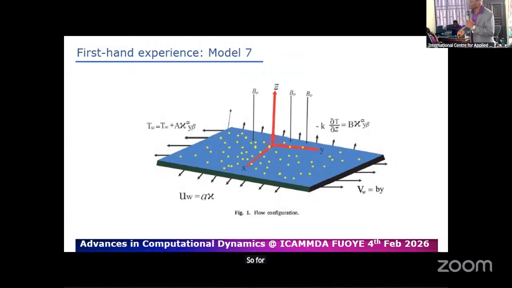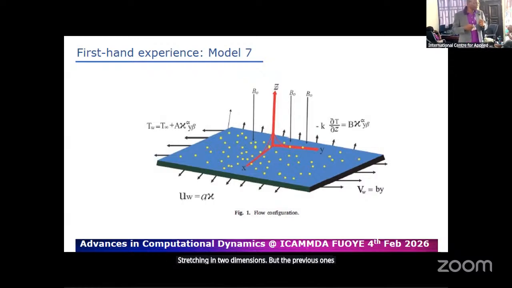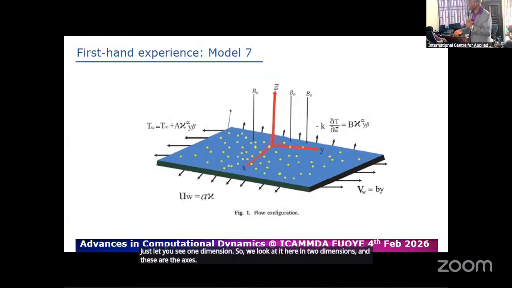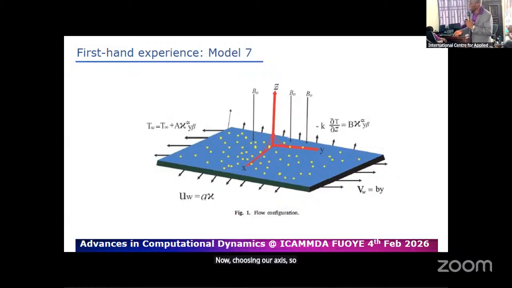So for this first-hand experience model, this time we're looking at stretching in 2 dimensions. All the previous ones have been 1 dimension; the stretching is in 1 dimension. So we look at it here in 2 dimensions, and these are the axes I've chosen. It can be stretched here, we can stretch it on this side, and we can stretch it on this side. And to do this, it's very simple and straightforward.